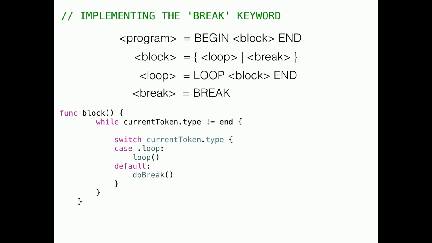So now instead of our block parsing routine just assuming we always have loops, we'll look at the current token, and we'll say, if the current token is a loop, then go parse a loop, and we'll dispatch to parse a loop. And if the current token is not a loop, well, the only other valid statement in our language right now is the break statement, so then we'll go parse a break statement. And our break parsing function is really simple. It's interesting here that I had to name our break parsing function doBreak instead of just break.